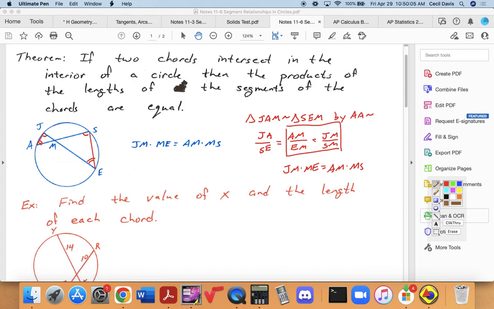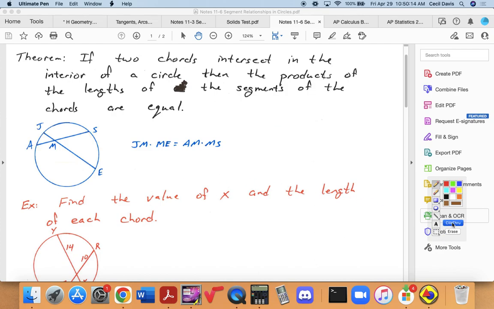So it all works. It's a lot easier just to think of it this way than it is to go back and do all the similar triangles. Okay, so let's do an example problem.